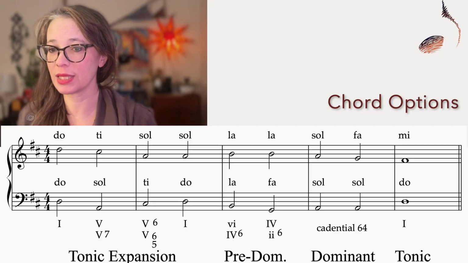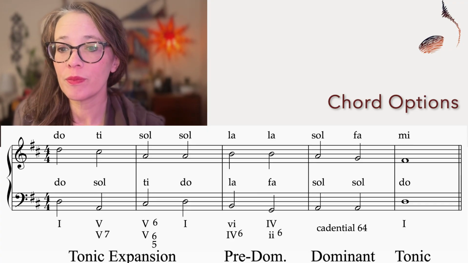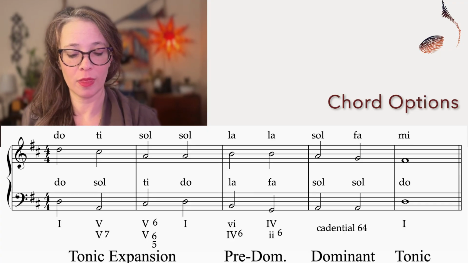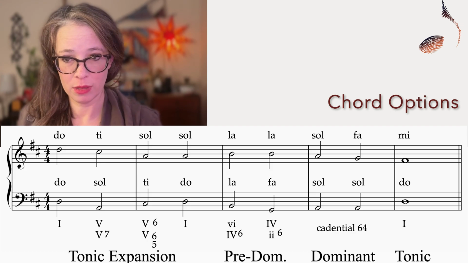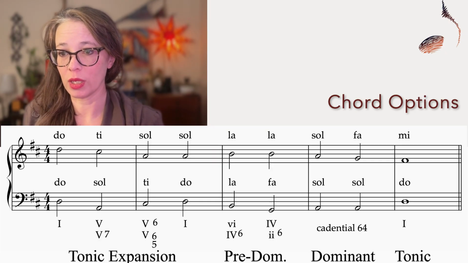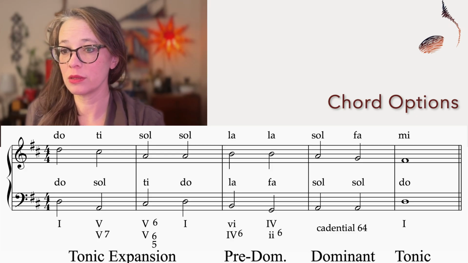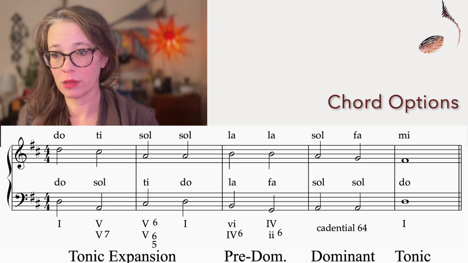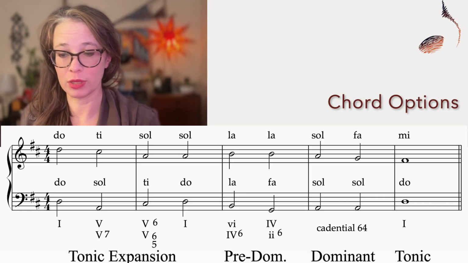I'll go a little bit slower this next time. See if you can figure it out. Triad or 7th chord. Triad or 7th chord. To the 1. Major or minor. Major or minor. Cadential 6/4.